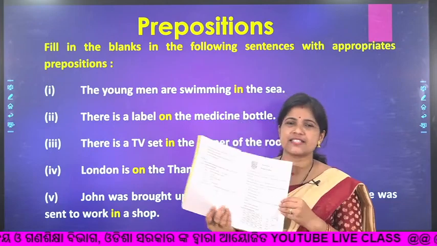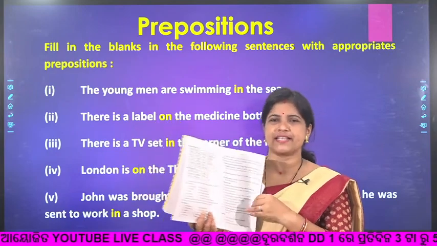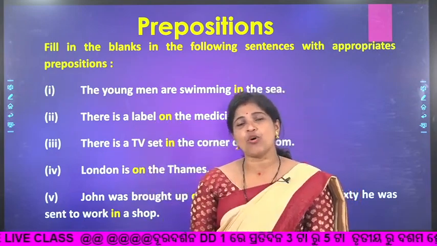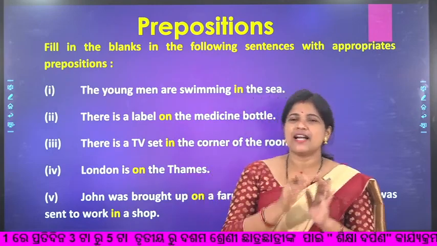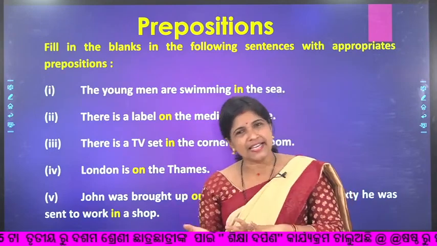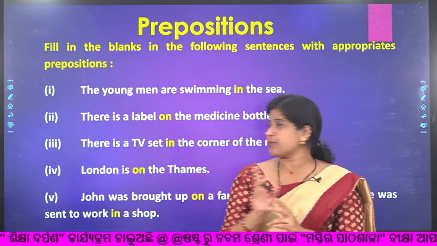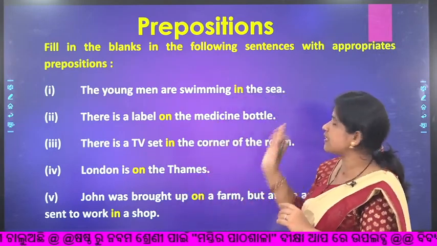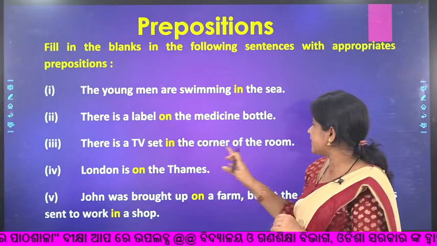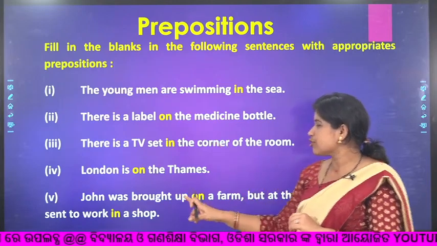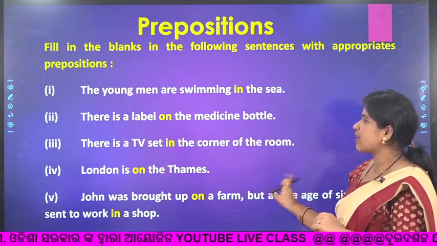So, as you can see here, this is the book. You will find so many examples here. So, my request, write down all the examples and underline the prepositions and write down all the examples and then do the activities, because most of the times the questions come from those examples: the young men are swimming in the sea, there is a label on the medicine bottle, there is a TV set in the corner of the room, London is on the Thames, John was brought up on a farm, but at the age of 60 he was sent to work in a shop.